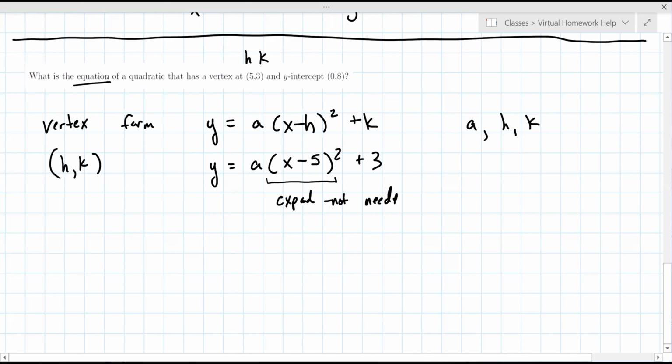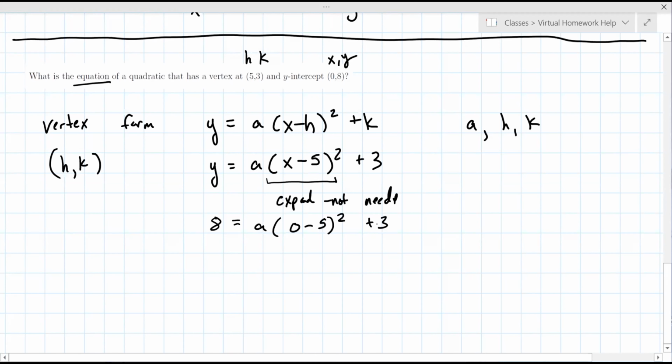You'll notice though that there are still some unknowns here. A is unknown. To find a, if we had an x and a y, we could find a because we know two of the three unknowns. Well, it just so happens that there is an x and a y here. We're going to substitute those back into the equation and hopefully find the value of a. Y is 8, so we substitute 8 in. 8 = a(0 - 5)^2 + 3.